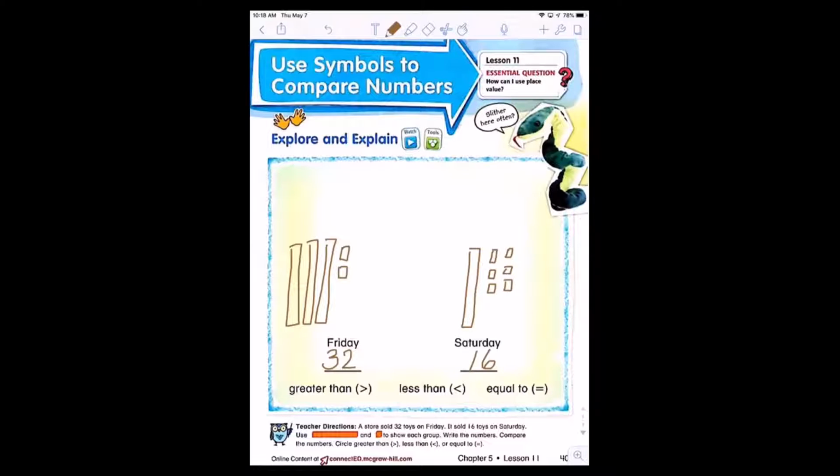Okay. Now remember yesterday for comparing numbers, we were using the words greater than, less than, equal to. Today we're going to be using the symbols. If it's greater than, it's this symbol here. If it's less than, it's this symbol here. If it's equal to, that means the same, it's this symbol here. Equal to, greater than, or less than 16.